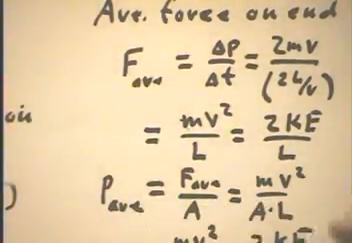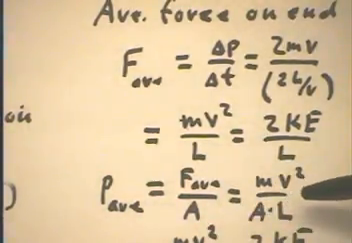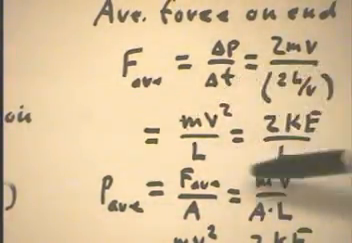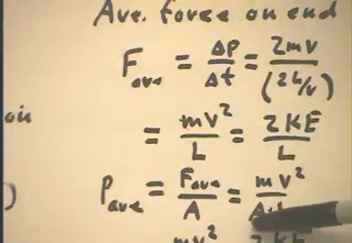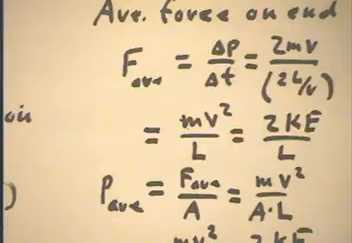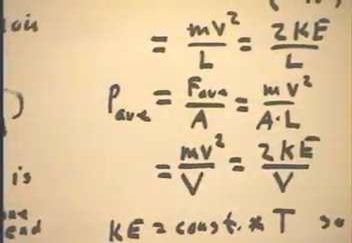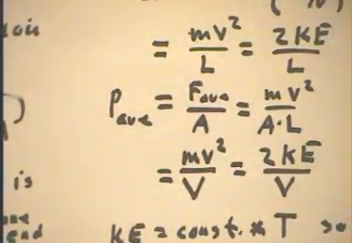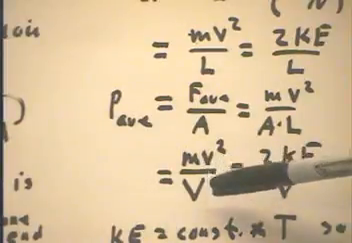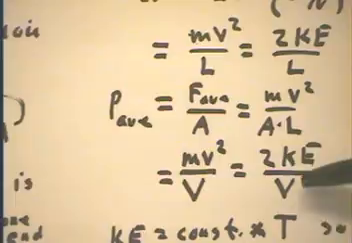The average pressure exerted is therefore average force over area, and that's going to be, using this form, mv squared over area times L. Now area times length is volume. Now notice I'm using a big V for volume and a little v for velocity. And of course, since mv squared is twice kinetic energy, we could say the average pressure is twice the kinetic energy of the molecule divided by the volume.